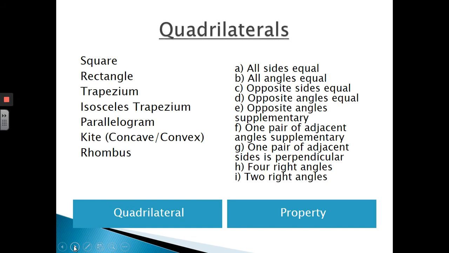So look at the shapes here on the screen and the properties. Can you match them up? For example, all sides equal: the shapes that would correspond to that property would be a square and a rhombus. Have a look at some of the other properties. Can you identify what the other shapes would be?